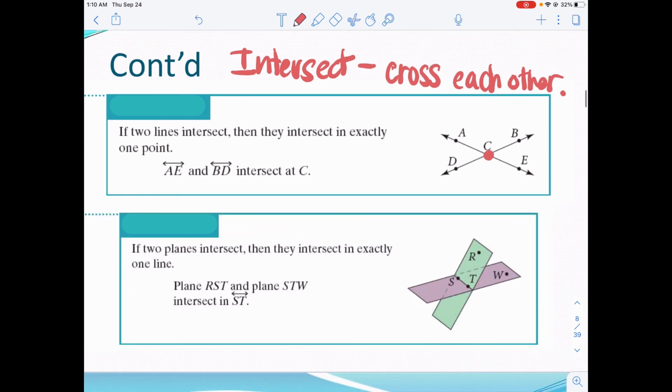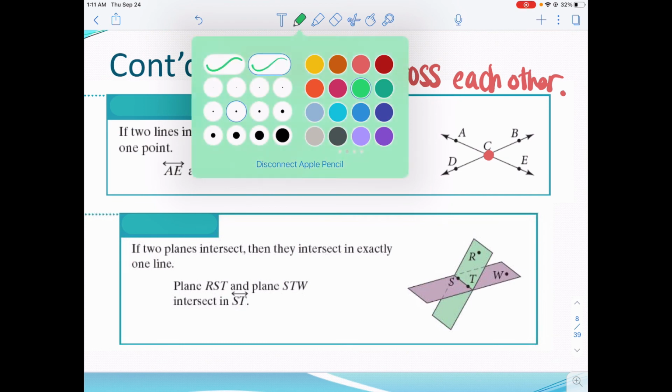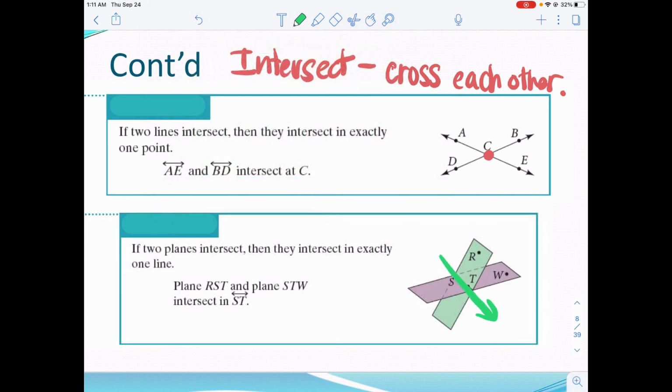All right, next concept. If two planes intersect, then they intersect in exactly one line. So similar concepts, but not the same, because this is referring to two lines and this is referring to two planes. So we have plane RST, which is the green plane, intersects the purple plane, which is STW, at exactly one line. What line is that? They intersect at line ST.